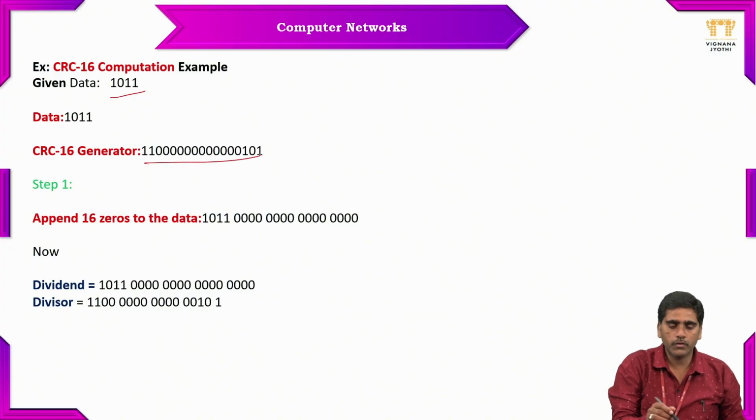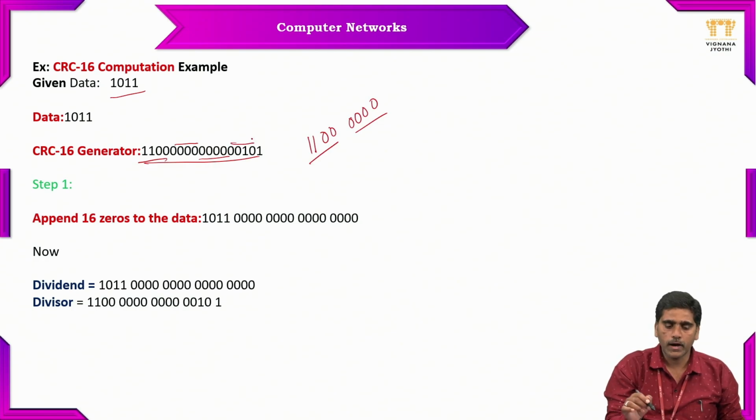This one. So 1, 1, you can divide it as 1, 1, 0, 0, then next 0, 0, 0, 0, then the next four zeros, then the next 0, 0, 0, 1, 0, 1. So in this way you can split them in a comfortable way. So now the data will be added, and overall this generator will be added.